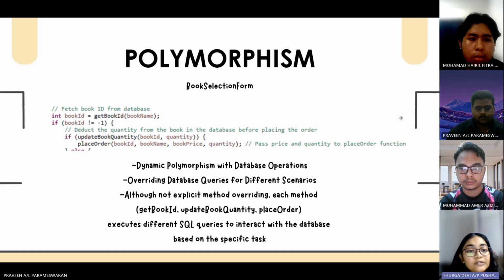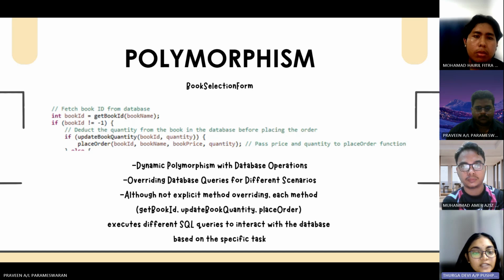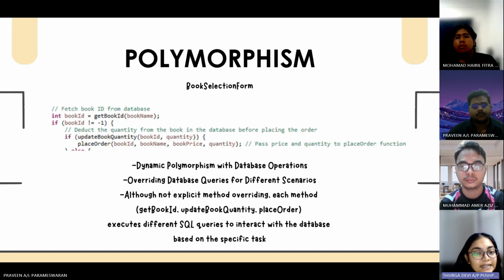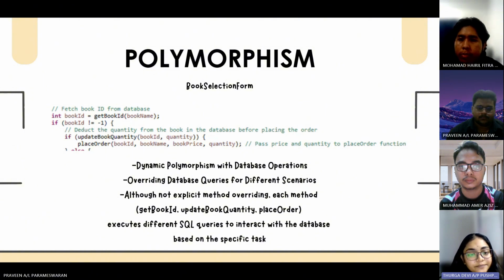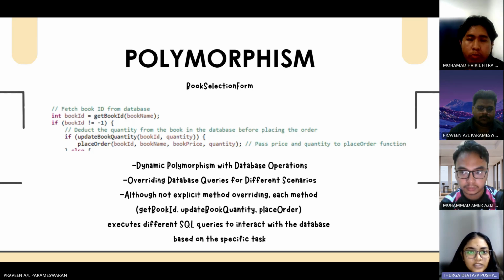Next, we also have a polymorphism concept from a different file, which is the book selection form, and this is the example. It is also a dynamic type of polymorphism, with database operations. It is like overriding database queries for different scenarios, not explicit method overriding. Each method, for example get book ID, update book quantity, and place order, uses different SQL queries to interact with the database based on the specific task.